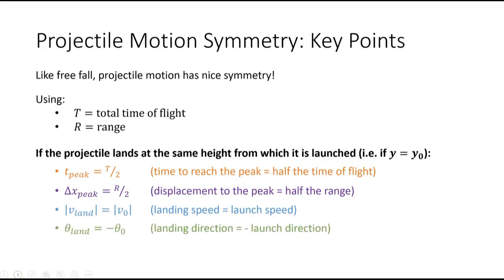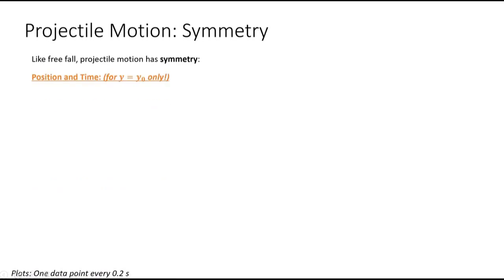And finally, we're interested in the direction of the velocity of the projectile, and it turns out that the direction of the velocity when the projectile lands, which I'm calling theta land, is equal to minus the launch angle. In other words, it's equal to minus the launch direction. Okay, so let's study each of these pieces of information about symmetry in a little bit more detail. I'll remind you that all of this analysis depends on the fact that y is equal to y naught, so the landing height is equal to the launch height.